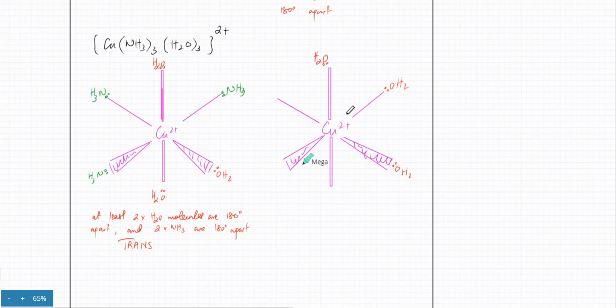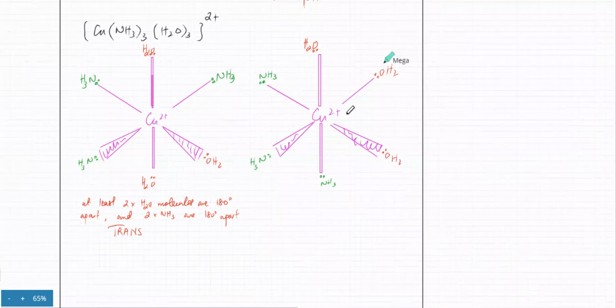And the NH3s would be the same. So there's an NH3 on one of the axes, there's an NH3 on another axis, and there's an NH3 on another axis. So you have these three NH3s. So I'm going to write this down, that all water molecules are 90 degrees to each other.